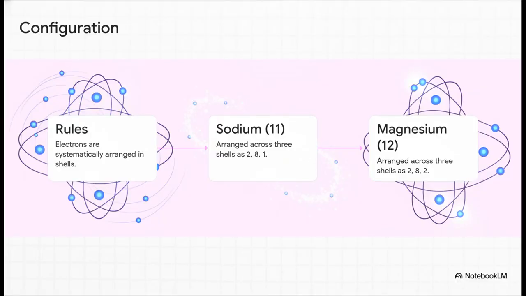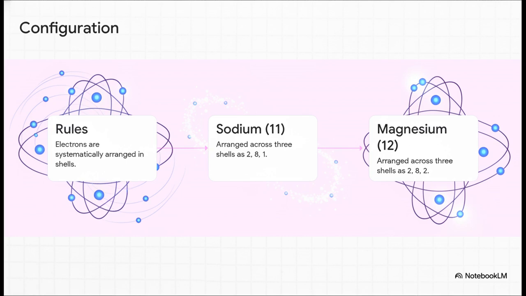I want you to think of electronic configuration as a very strict seating arrangement at a concert. Electrons can't just float wherever they want around the nucleus. They have assigned rows or shells they literally must occupy. And the rule is, you always fill the inner seats first before moving to the outer ones.